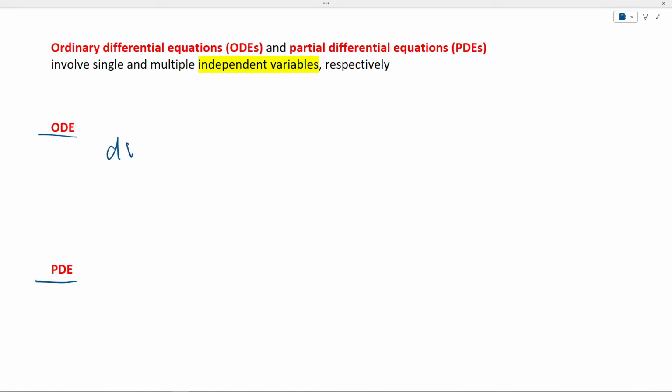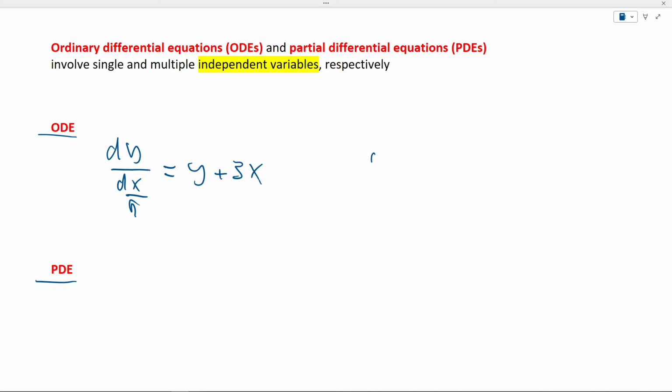So here dy over dx is equal to y plus 3x. How many independent variables do I have? X. That's the only one that I have. I only have x. So this is an ordinary differential equation.